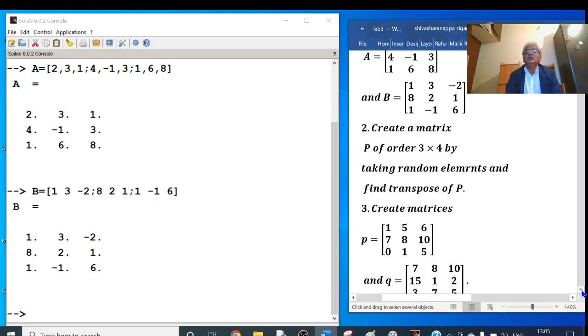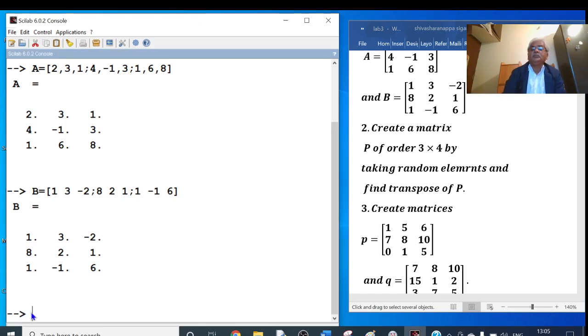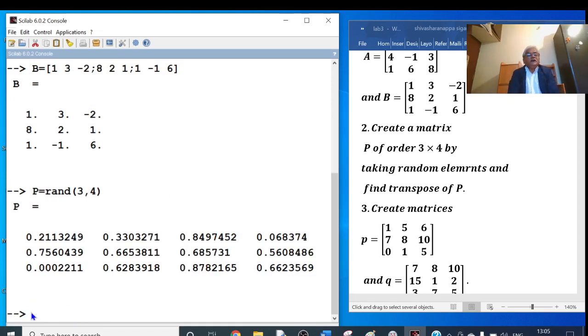Now, the second question: create a matrix P of order 3 by 4 by taking random elements and find the transpose of P. So for random elements, there is a command to create a random matrix. That command is P equal to rand. In the bracket, we have to give the 3 by 4 order: type 3, 4, close the bracket. Now enter. See, I am getting a 3 by 4 matrix here, and the elements of this matrix are random.